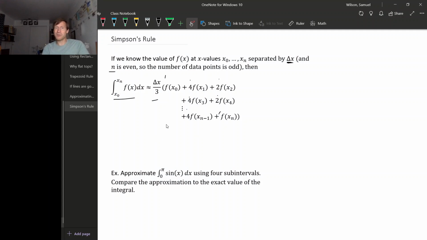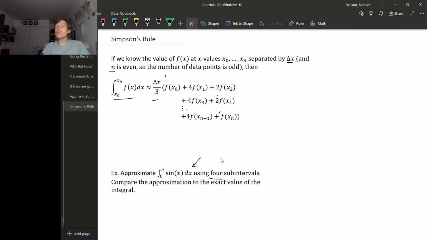All right, so with that in mind, let's actually try this. Let's try Simpson's Rule. And we're going to calculate the integral from 0 to pi of sine of x dx using 4 subintervals. And we could calculate this integral exactly, but the reason I want to approximate it is so that we can compare the approximation to the exact value and see how good the approximation actually is.